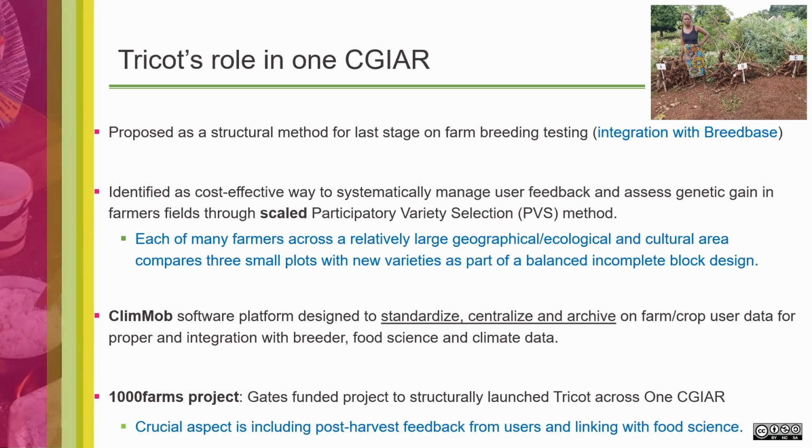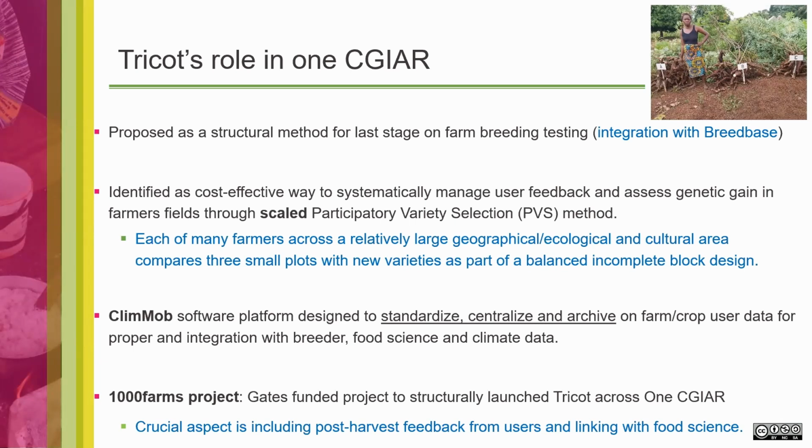Then ClimeUp is a software platform designed to standardize and centralize and archive on-farm crop user data for proper integration with breeder, food science, and climate data. It's really to bring all these data together and to get a much better informed data set, combinations especially of data sets to make more informed breeding decisions possible.